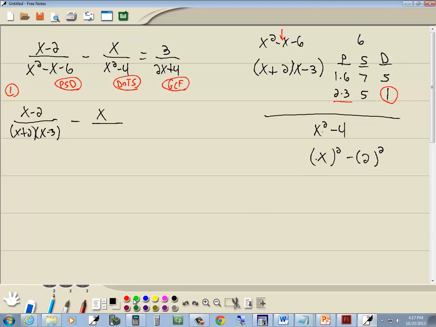Now I'll label what's inside the first set of parentheses as F for first. Now I'll label what's in the last set of parentheses as L for last. This is just a formula: (F + L)(F - L). Now everywhere we have an F, we'll put an x. Everywhere we have an L, we'll put in 2. So we get (x + 2)(x - 2). So that's what that factors as.